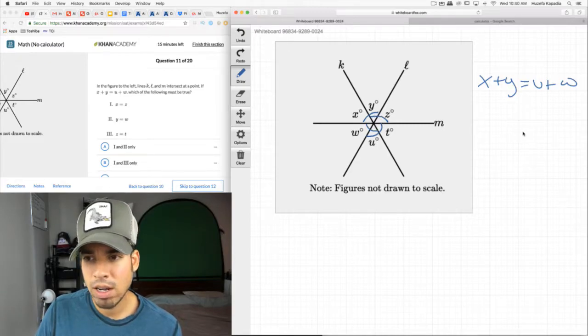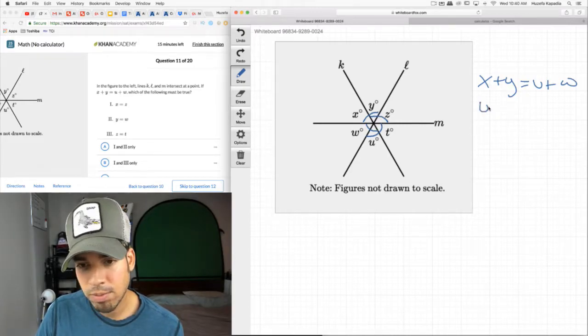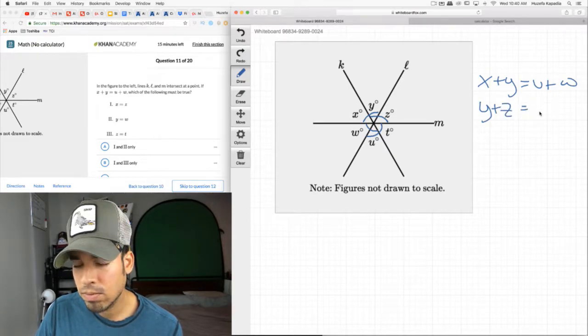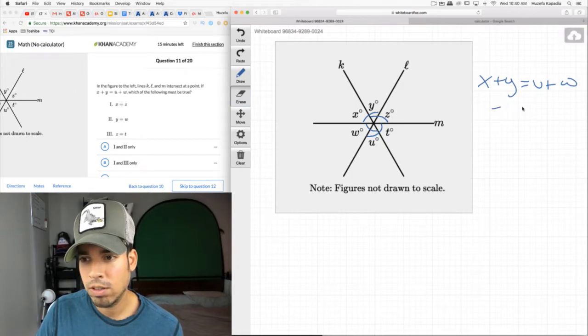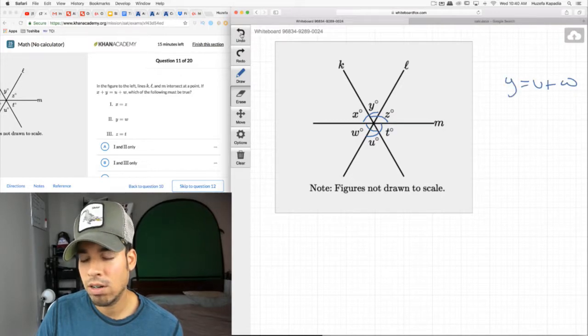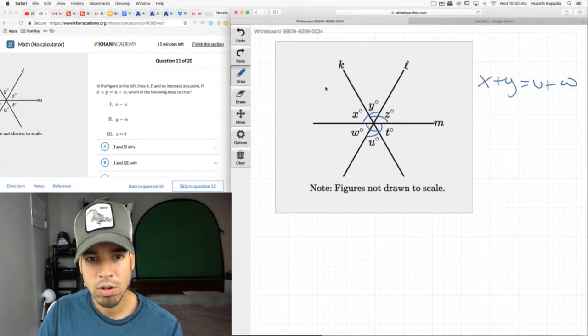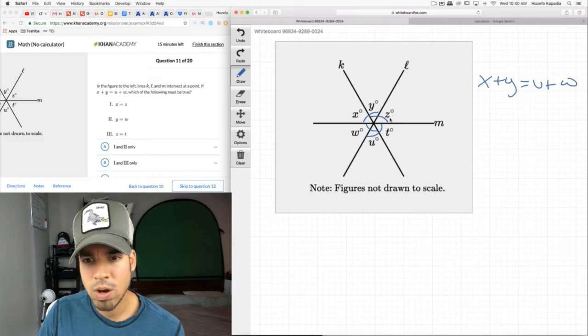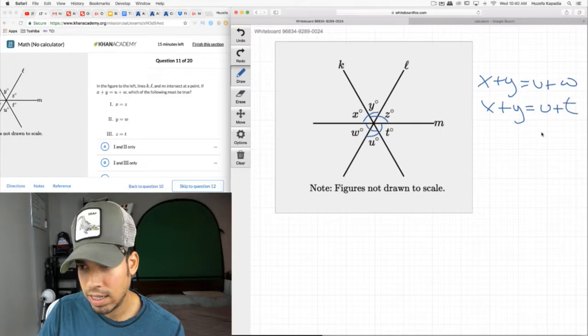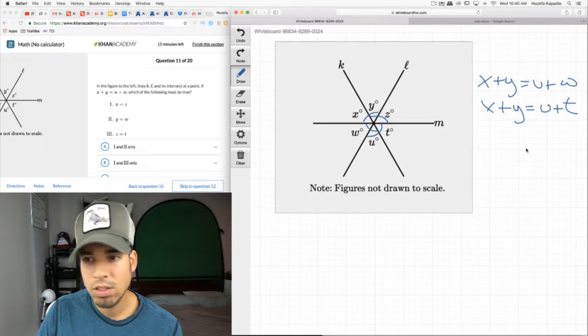So let's parse out what else we know. I'm trying to figure out the best way to do this. So we got x plus y equals u plus w. And then we have x plus y equals u plus t. This tells me that t equals w. That doesn't help because that's not one of the options.